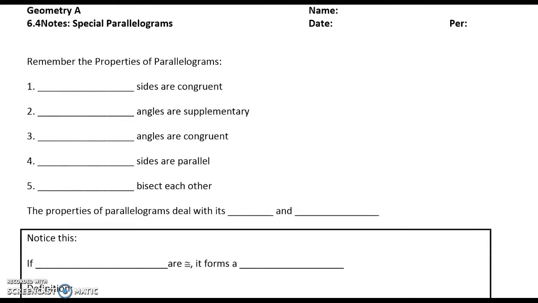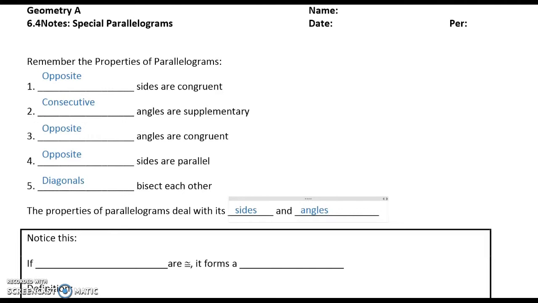Okay, now that we know information about parallelograms and we know how to prove if something's a parallelogram, why don't we talk about some special parallelograms? Before we do that, let's remember the properties of parallelograms. So take a moment, fill this out, try to do it from memory if you can, and see if you remember our properties of parallelograms.